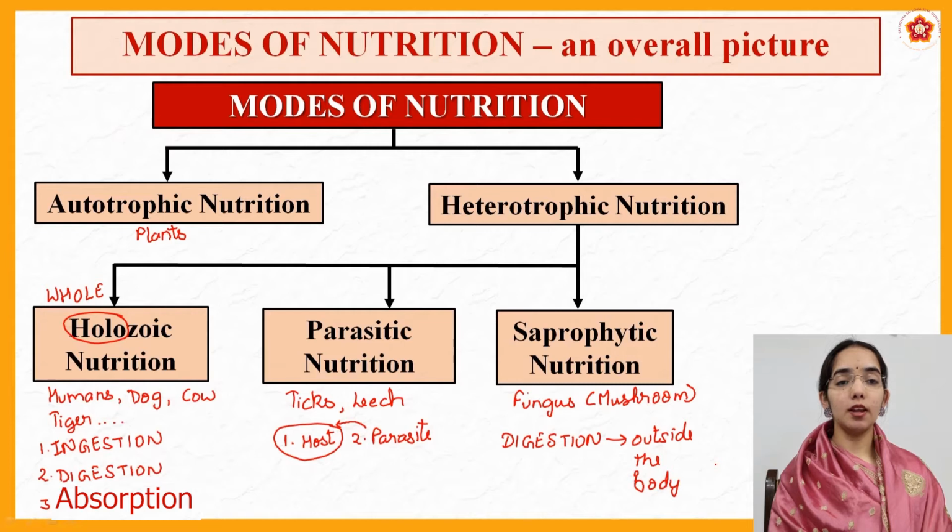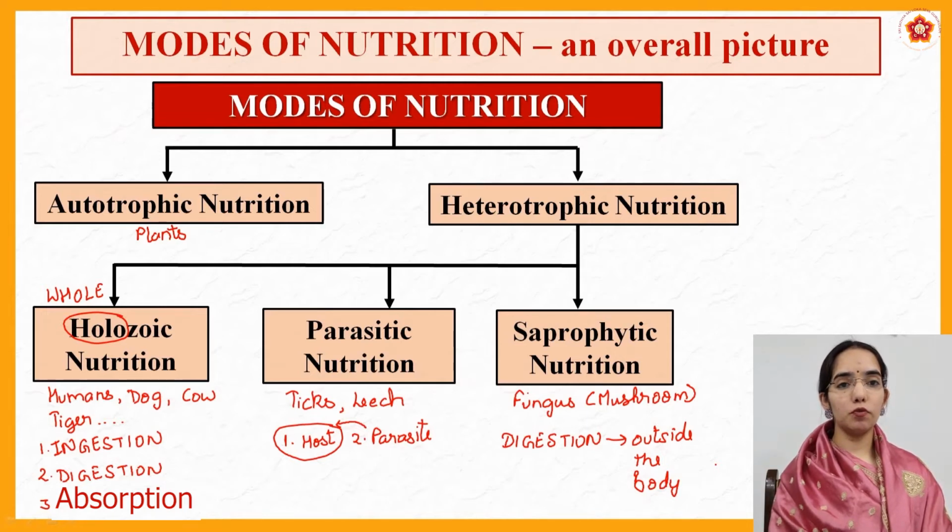Let's recapitulate what we have studied in this slide. The two basic modes of nutrition are autotrophic and heterotrophic. Autotrophs make their own food. Heterotrophs depend upon others for food. Now heterotrophs are of three types. The first one is holozoic nutrition. Here the organisms follow the three processes of ingestion, digestion and absorption, and these organisms take in the whole of the nutrition present in food.